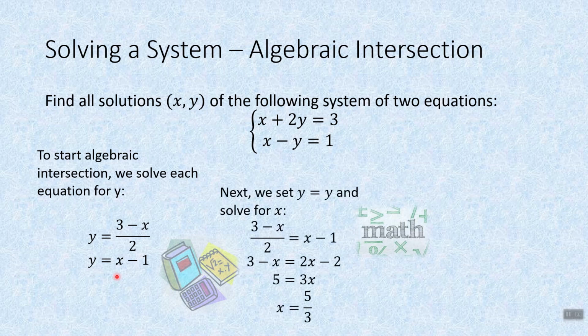The second step of intersection is now we'll set y equal to y, right? Because we want a single point (x, y) that works for both equations, so this y has to be the same as this y, so let's set them equal to each other.